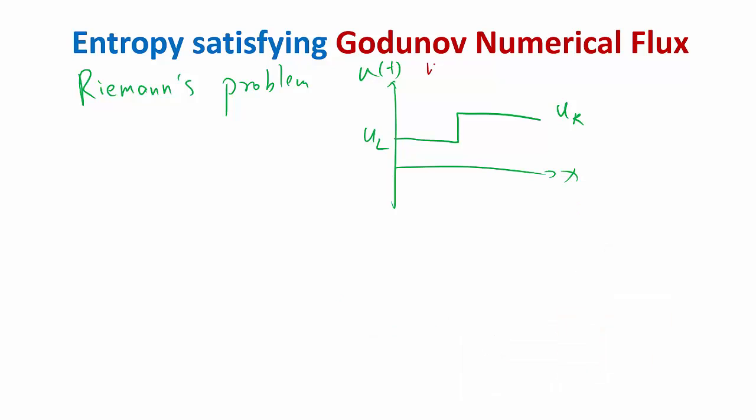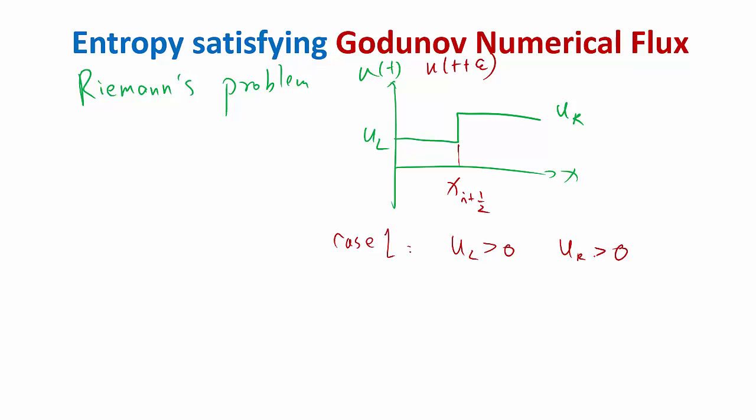So let's draw u of t plus epsilon, what the solution is going to be like. Let's say this is at exactly x plus half. And there are several cases. Let's concentrate on the Burgers equation for several cases. Okay, case 1: u left greater than 0 and u right greater than 0.